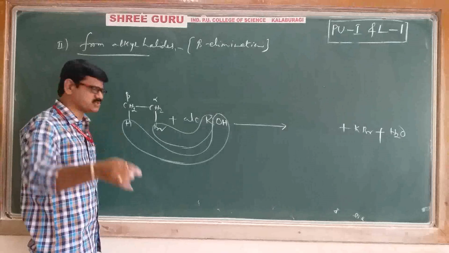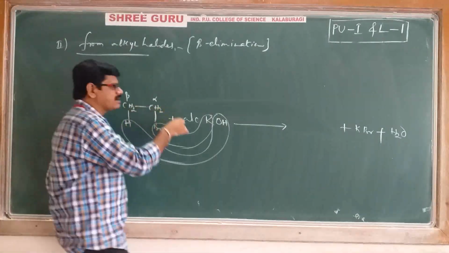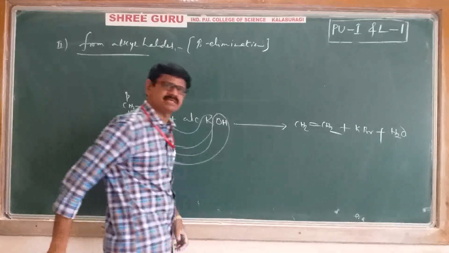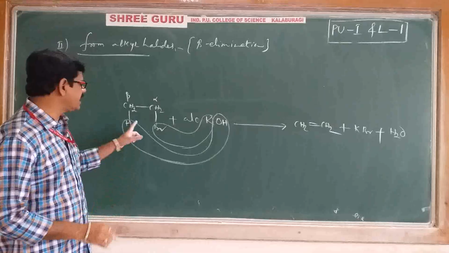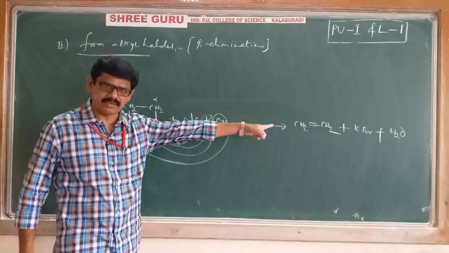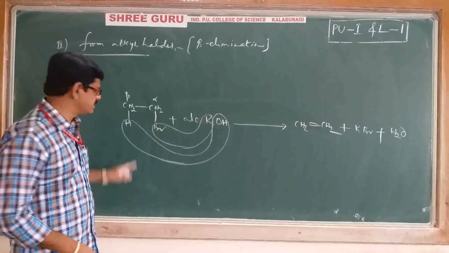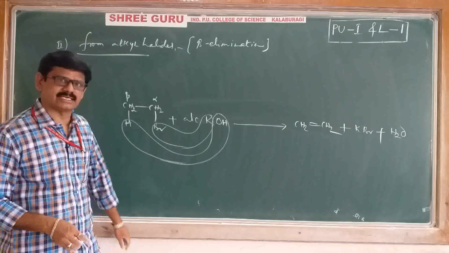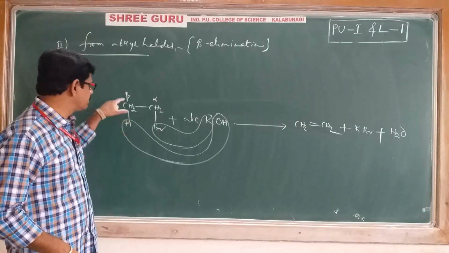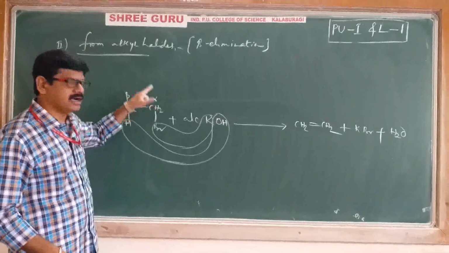Because of beta elimination, both the bonds are breaking and you will get a carbon-carbon double bond. You will get ethene. Ethyl bromide is converted into ethene. Here dehydrohalogenation is taking place, hydrogen and halogen both are eliminated, and that too as beta elimination, meaning hydrogen from the beta carbon only will be eliminated, but not from the alpha carbon.